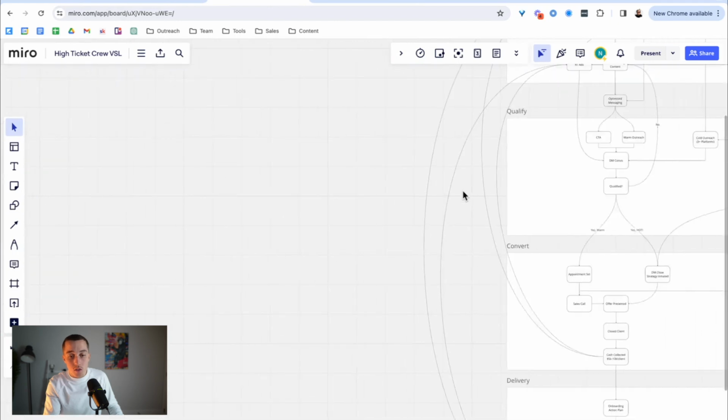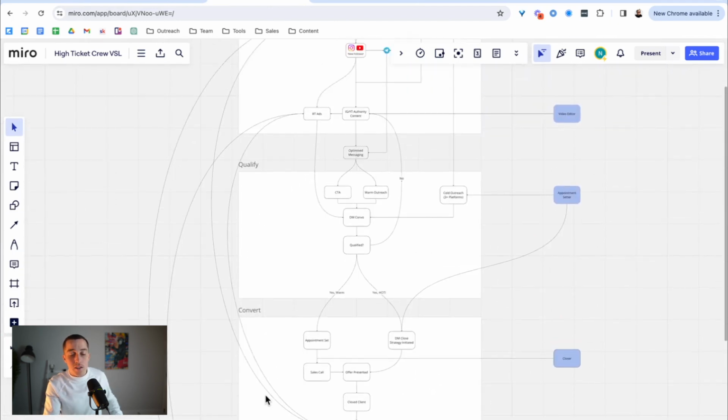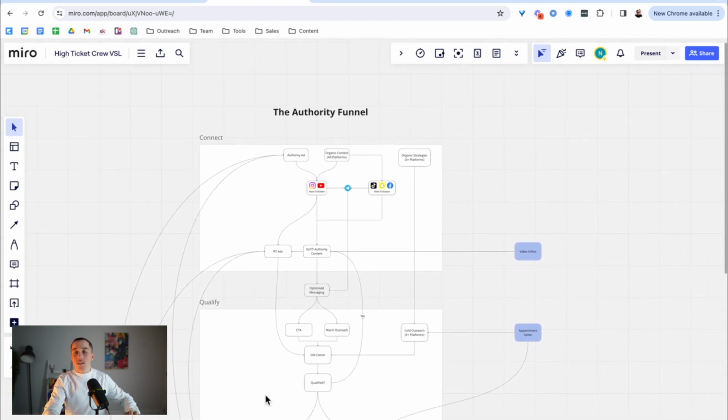Now, in terms of how the authority funnel works and how we actually get clients, this is how the funnel works. We've got connect, qualify, convert, delivery, right? That's the whole funnel of the actual business, right? That's not just a client acquisition funnel, it's a funnel of the whole business. And I'm going to show you what I mean.